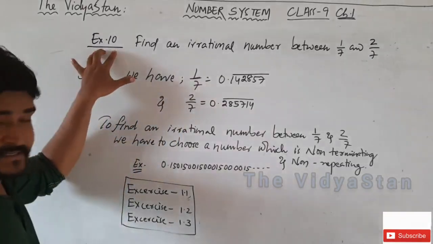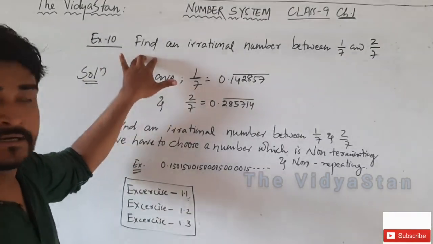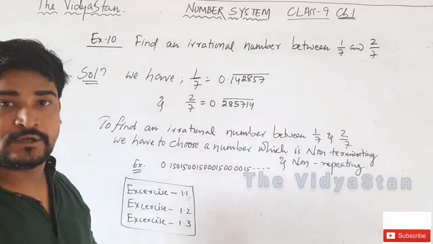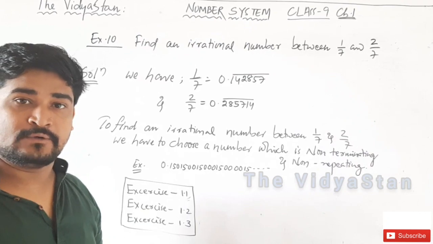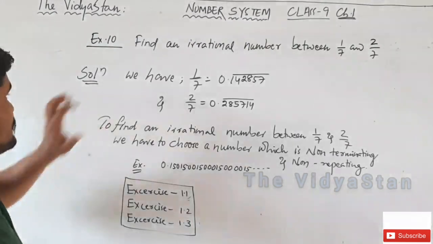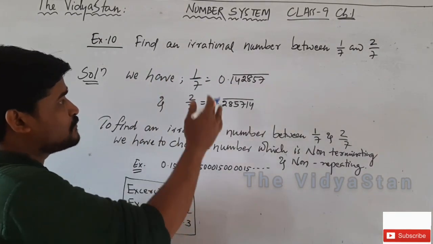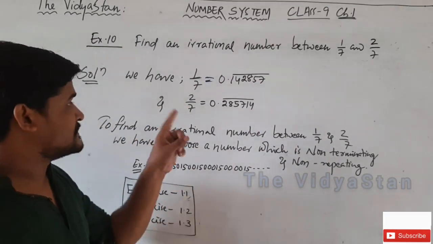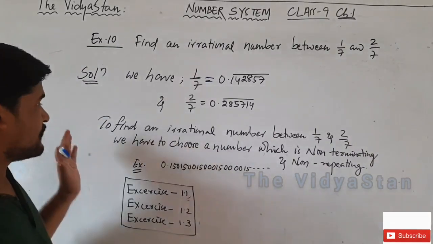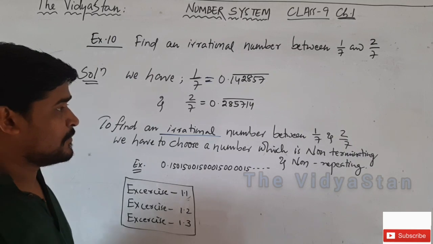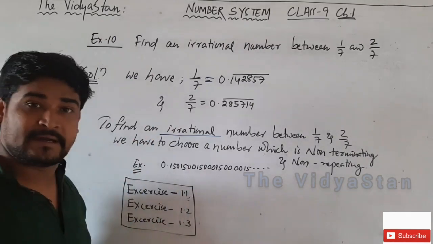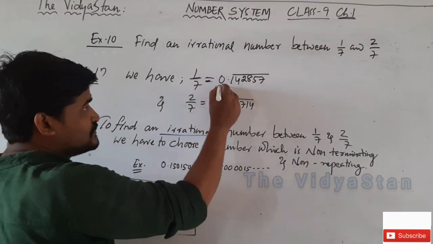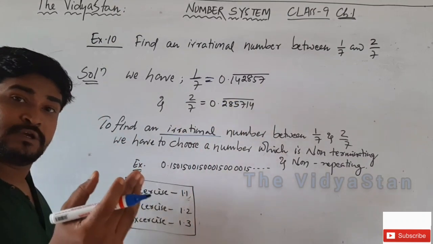Now student, this is example number 10 of your NCERT book. The question is that find an irrational number between 1 by 7 and 2 by 7. 1 by 7 and 2 by 7 are two rational numbers, and we have to find an irrational number between them. So solution, we have by calculation 1 by 7 is equal to 0.142857 and 2 by 7 is equal to 0.285714 bar. So to find an irrational number between 1 by 7 and 2 by 7, we have to choose a number which is non-terminating and non-repeating. So see here, this is 0.14 and this is 0.28. We have to choose between these two numbers.